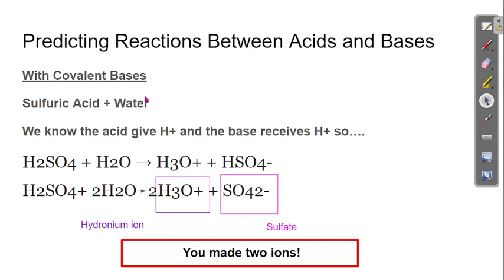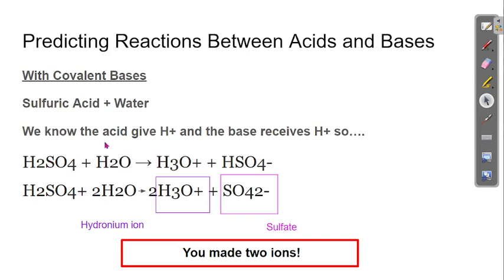For example, sulfuric acid and water. Remember that this is amphiprotic and it can act as a base or as an acid. So if this was an acid, now the water is acting as a base. We know the acid will give the protons and the base will need to receive the protons. That's the definition of an acid and a base. So here you go. You have your sulfuric acid, you have your water. You know that this one needs to give away those protons, and this one needs to receive it.